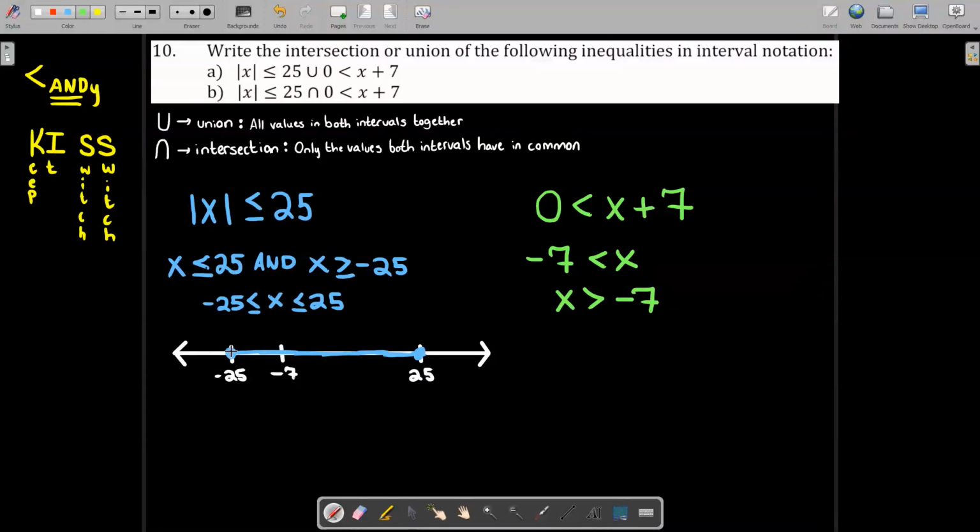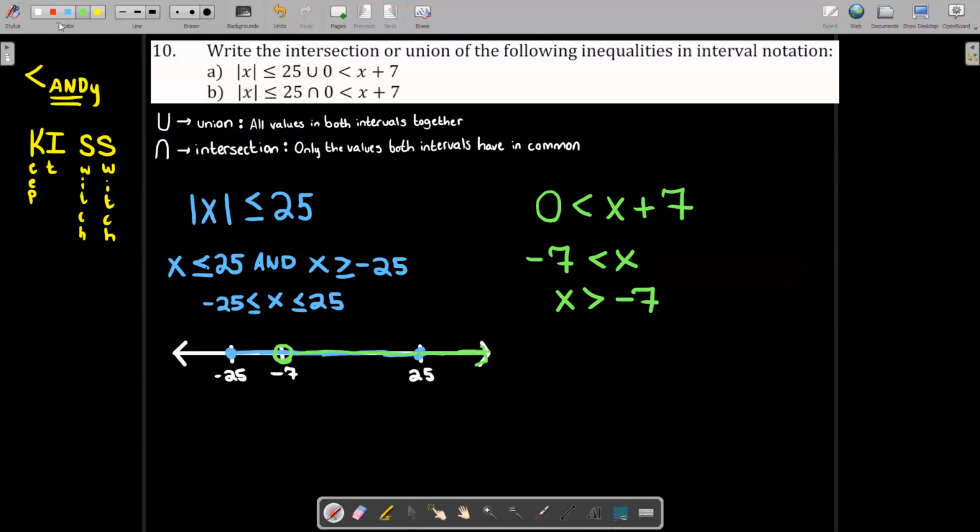Notice that we use solid dots to represent these equal to lines. This one does not have a solid line underneath it. It's not equal to negative 7. It's just greater than negative 7. So we'll put an empty circle right there at negative 7. And all of the values that are greater than negative 7 go this way. It does not stop at 25. It keeps going this way forever. So those are my two inequalities.